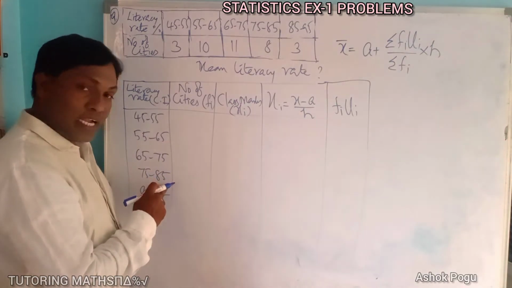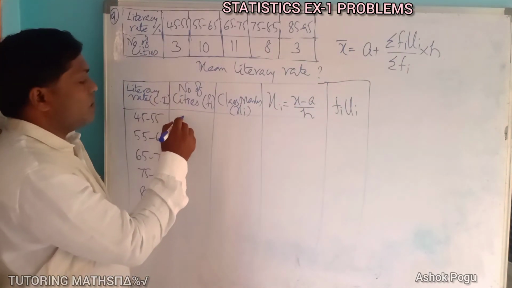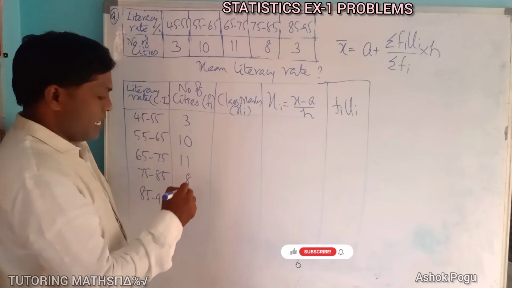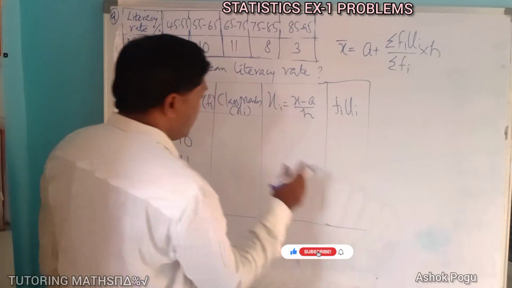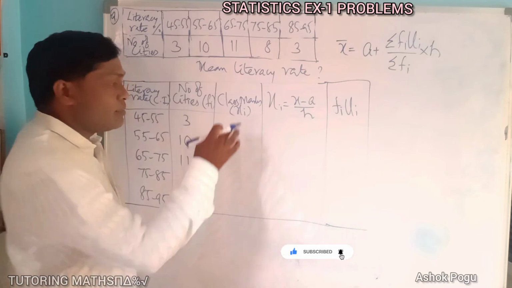$75, 75 to 85, 85 to 95. And the number of cities, also called frequencies, are 3, 10, 11, 8 and 3. Let us find the mid values, also called class marks.